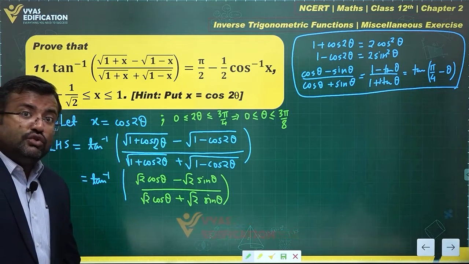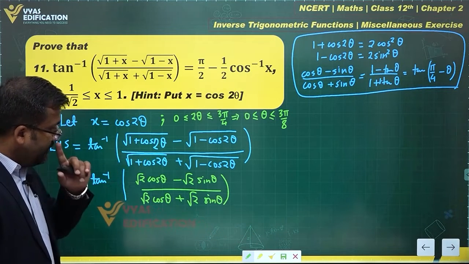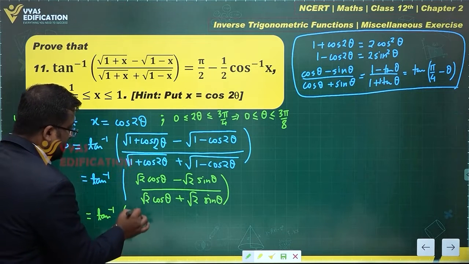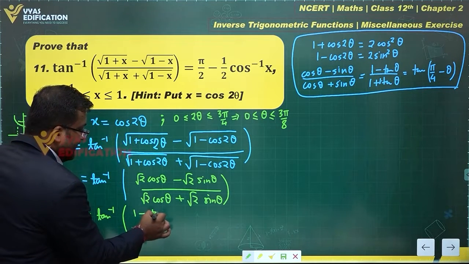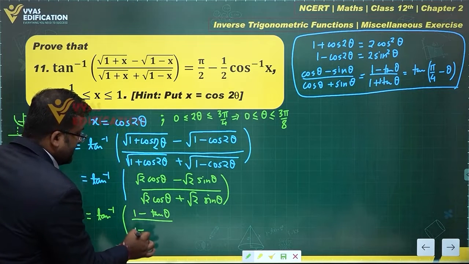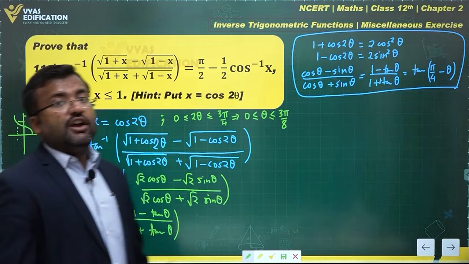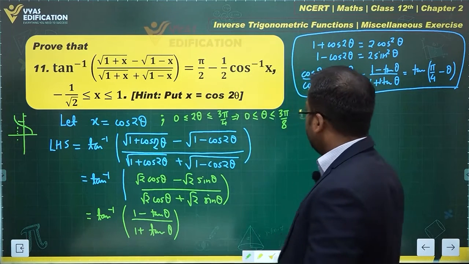Now can I divide by root 2 cos theta in the denominator and numerator both? Yes, I can do that. Let's do it. 1 minus tan theta over 1 plus tan theta. This is what I get by dividing numerator and denominator by root 2 cos theta.